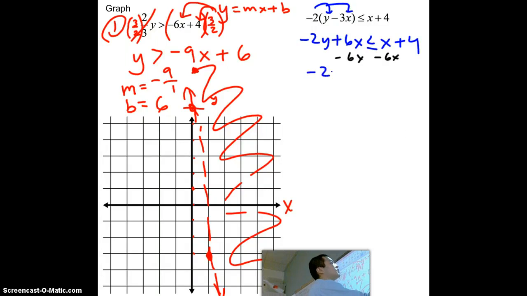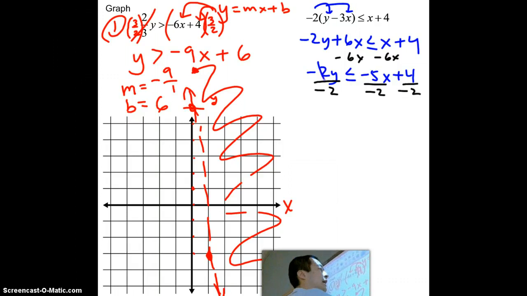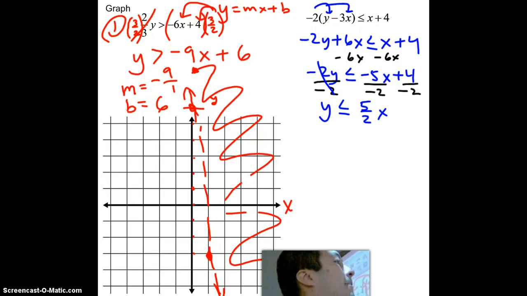That becomes -2y less than or equal to -5x plus 4. Perfect. I see a negative 2 there. I'm going to divide both sides by negative 2. Make sure you keep the negatives. That goes away. Y is less than or equal to negative, and negative is positive, 5 over 2 x minus 2. Perfect. How do you feel about that one?